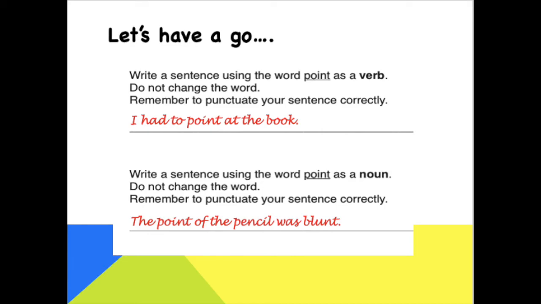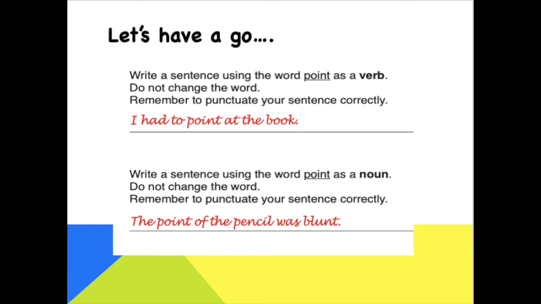Obviously there are lots of different answers, but you can see the example that I've put here. Using point as a verb, I had to point at the book. Clearly point is an action. That's what you had to do. And remember, I've used point. I haven't changed it and added a suffix. I haven't put pointing or pointed. Remember, capital letter, full stop at the end.